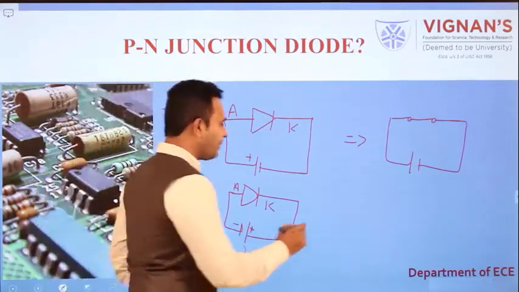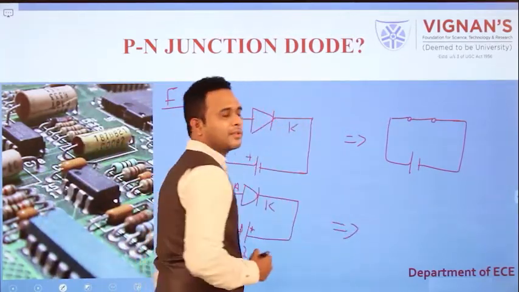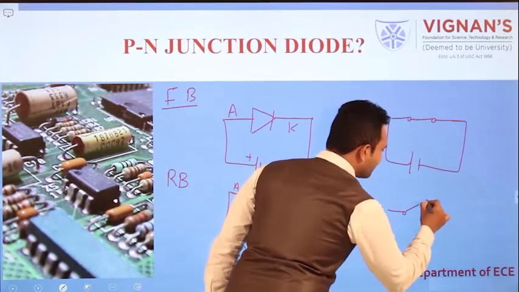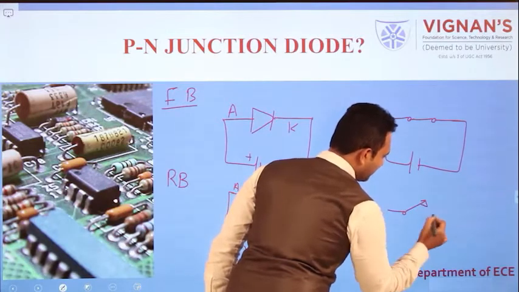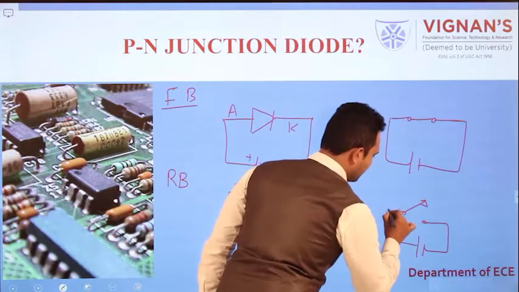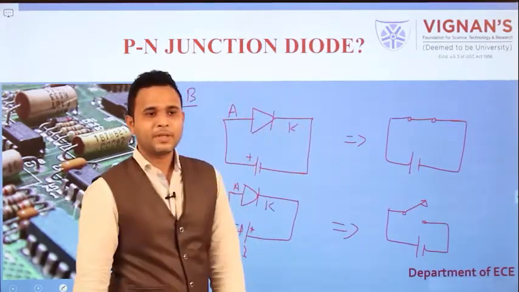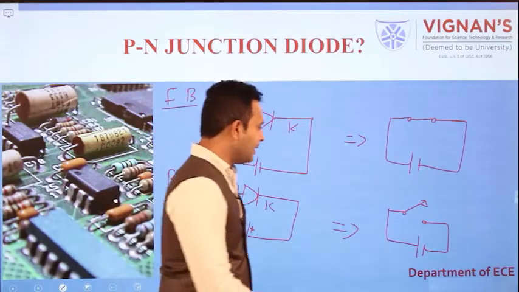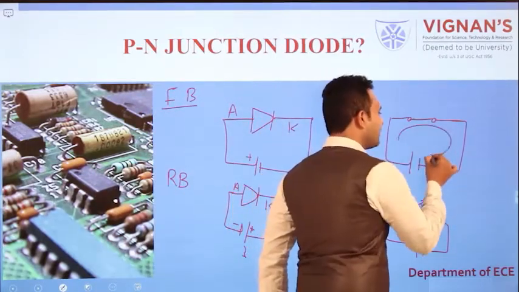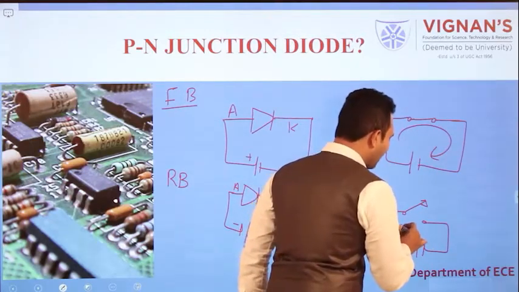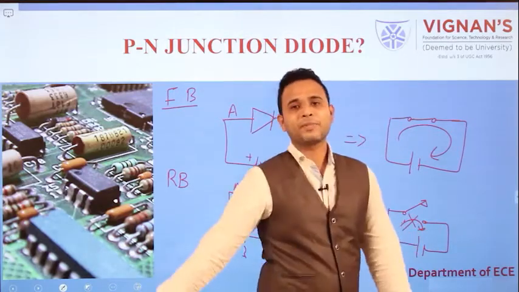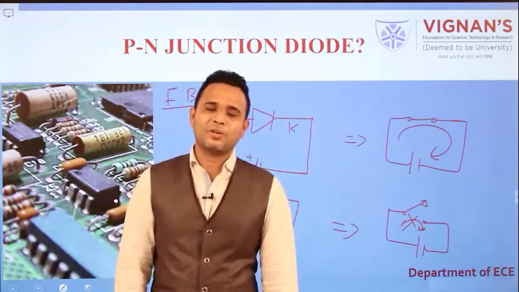So what is meant by open switch? I will draw the equivalent circuit for this one also. Open switch means the switch will be open. Right? So what happened here? For forward bias, the whole current is flowing through the diode. For reverse bias, current is not flowing. So here current is not flowing. This is the basic operation of the diode.